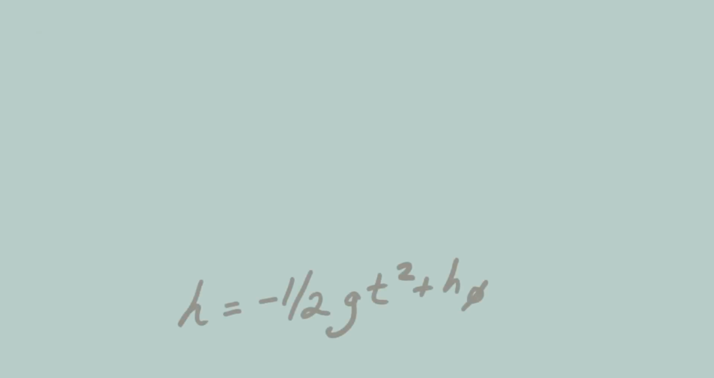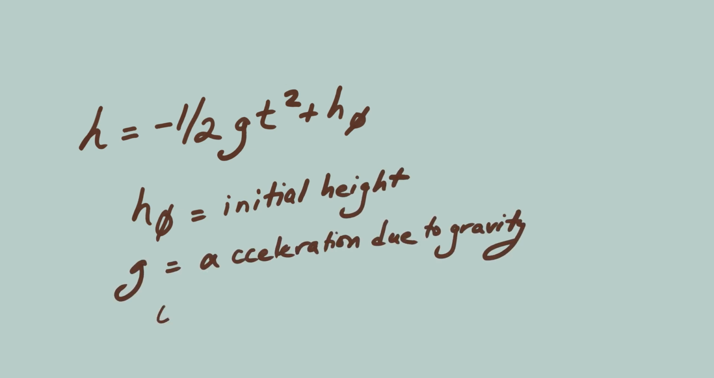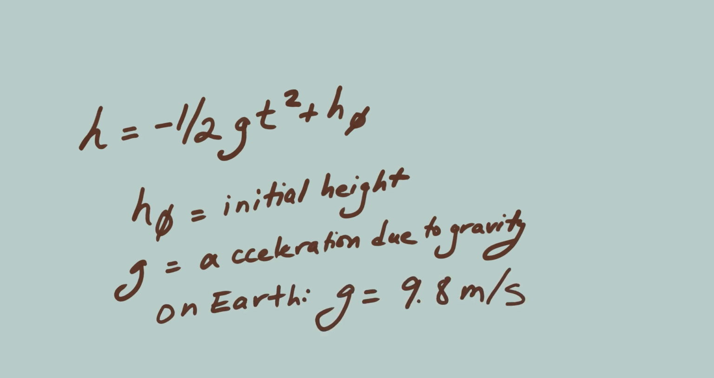Now, here's the quadratic equation that physics students everywhere know and love. The height of an object, t seconds after it is dropped, is given by the equation h equals -1/2 g t squared plus h0, where h0 is the initial height and g is the acceleration due to gravity. On planet Earth, g is 9.8 meters per second squared.